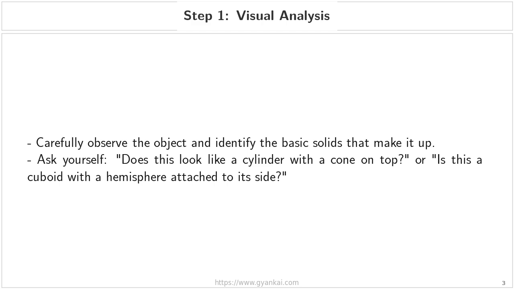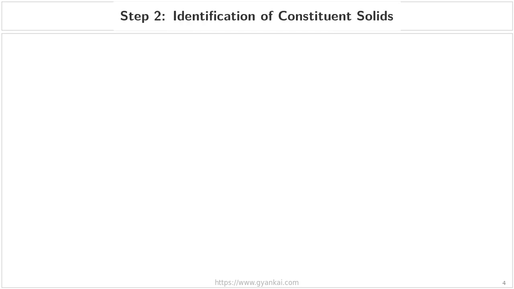For instance, you might look at a shape and ask, does this look like a cylinder with a cone on top? Or perhaps, is this a cuboid with a hemisphere attached to its side? By asking these questions, you are setting the stage for the next step, where we will formally list these individual shapes.